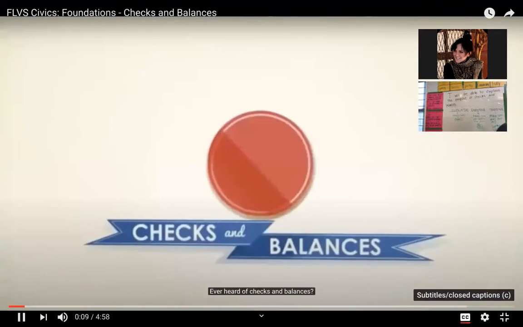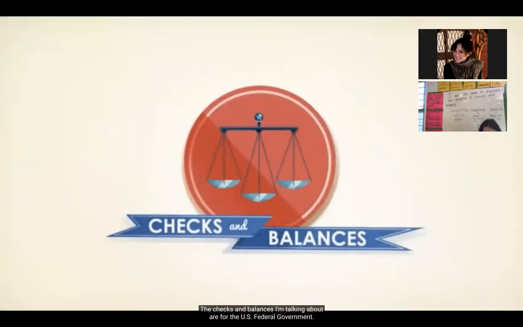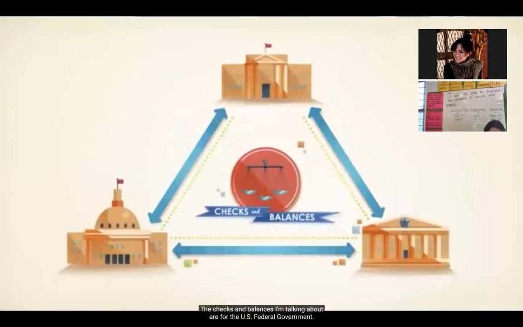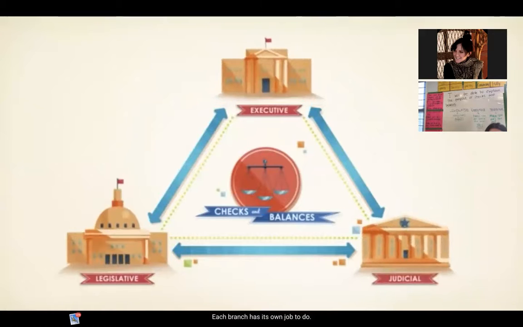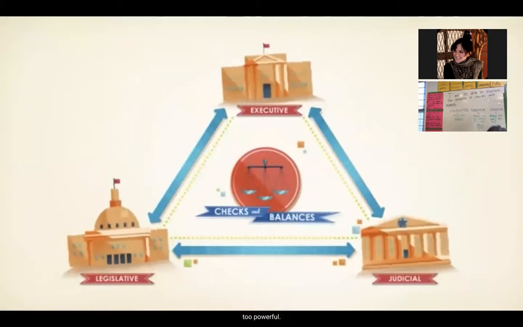Ever heard of checks and balances? No, not for a bank account. The checks and balances I'm talking about are for the US federal government. The Constitution divides the US government into three branches: the legislative, the executive, and the judicial. Each branch has its own job to do. Checks and balances keep each branch of the government from using their job to become too powerful.